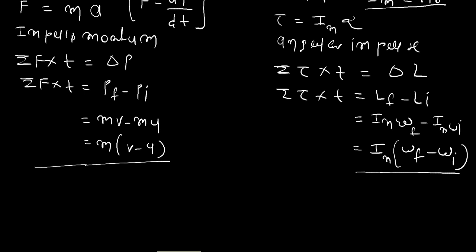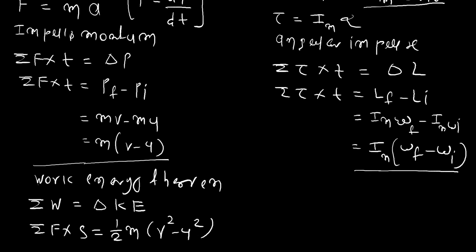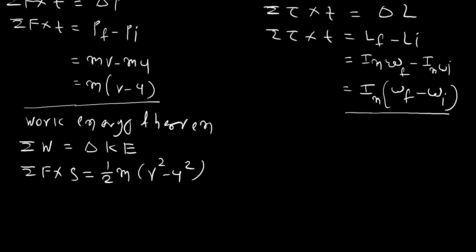So we have also studied the work energy theorem in case of linear motion. What is the work energy theorem? Summation of work done is equal to change in kinetic energy. What is the work done here? Summation of force into its displacement. Here it is half m into v square minus u square. So similarly, for this case, summation of work done is nothing but summation of tau into theta.